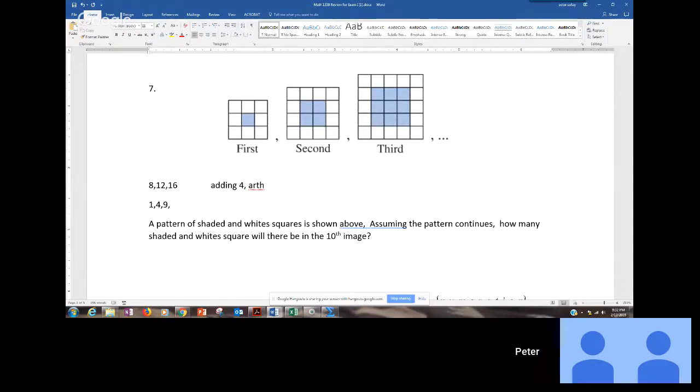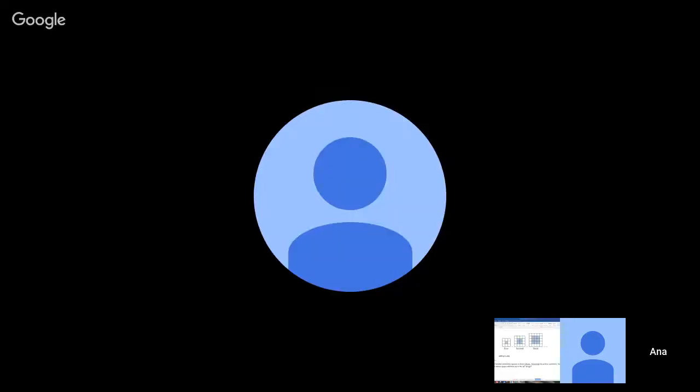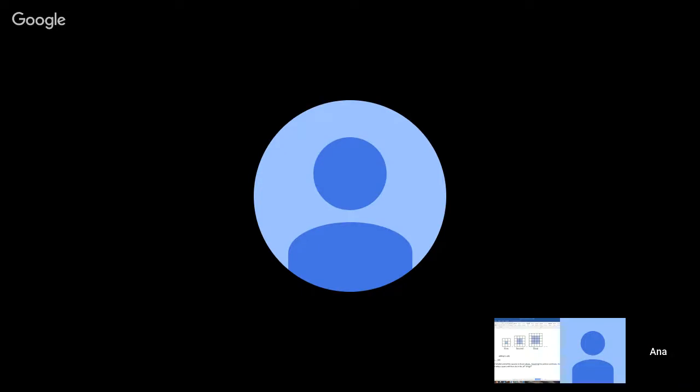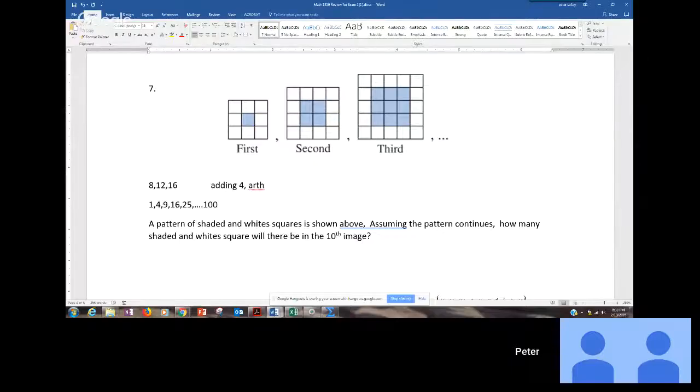And then in that case, we go, hey, those are perfect squares. So from here, I could just keep going, 16, 25. So by the 10th picture, it'd be 10 squared or 100. But that's the general idea.